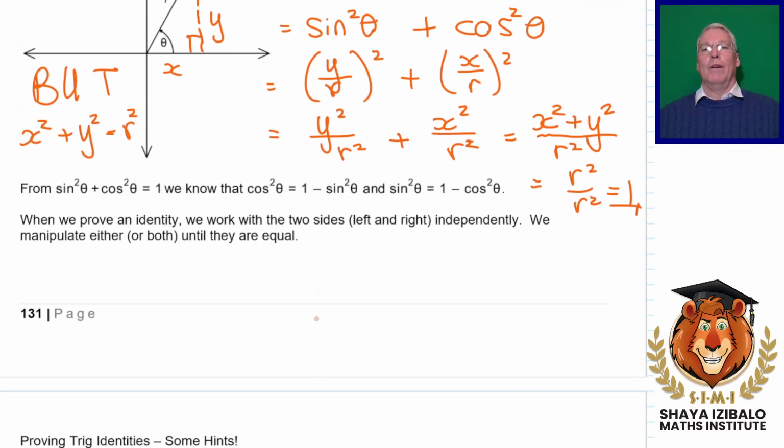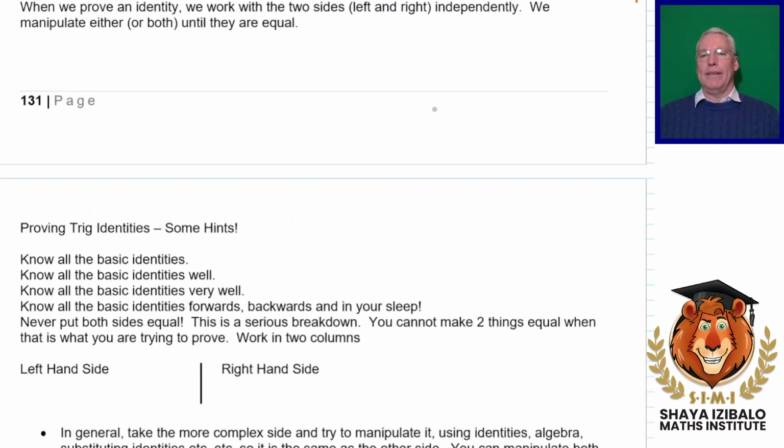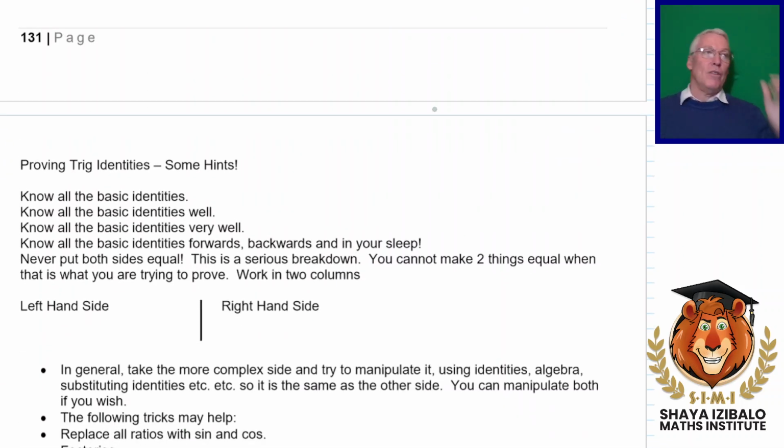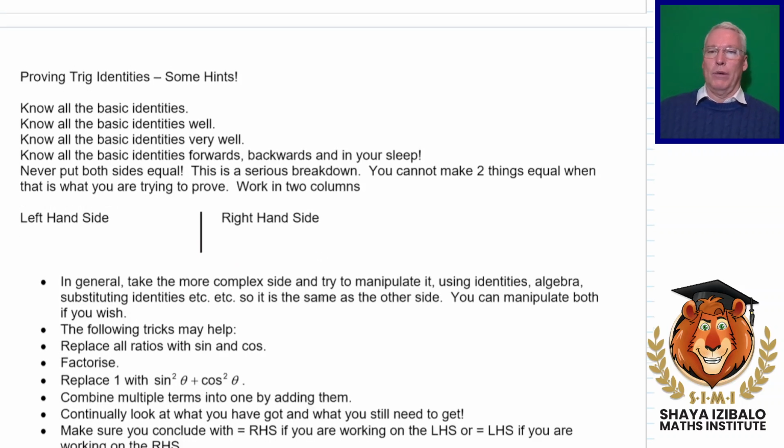All right, now we've seen that if sine squared plus cos squared is 1, then we know that cos squared is 1 minus sine squared, and sine squared is 1 minus cos squared. What we're going to do now is ask you to try and prove, and we'll do one together, some identities. The trick really is to know your basic identities very well. We only know 2 so far. That's the tan is sine over cos, and that sine squared plus cos squared is 1.